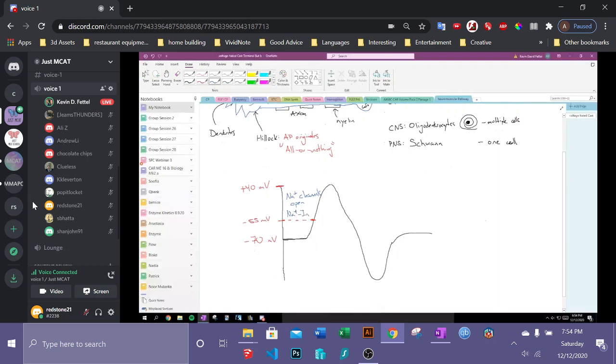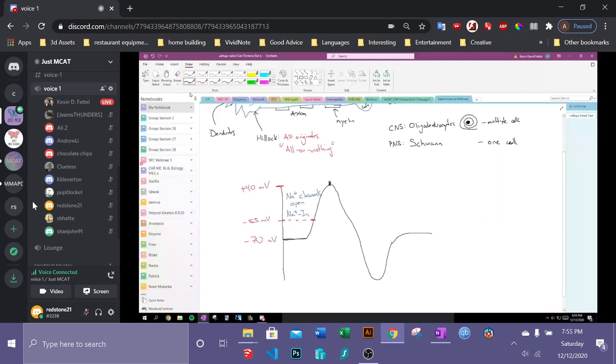And because there's a positive charge that's moving inward, this whole line starts going to the positive. We start at this negative 55 and this negative 70, but as we progress upward, guess what? We're moving closer and closer to a positive 40 millivolts. And that should be obvious because we're introducing positive charges into the cell. Good. So at the apex of this hill, two things happen.